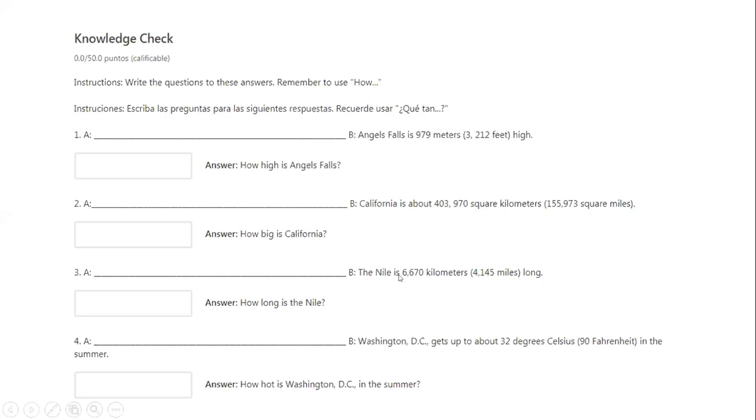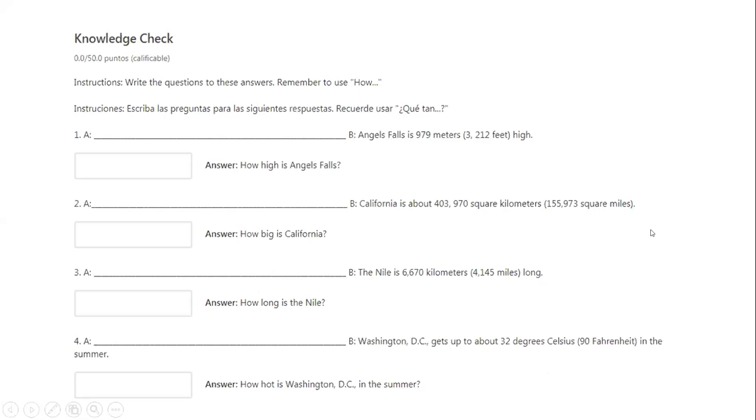How long is the Nile, right? The Nile is 6,770 kilometers, equivalent to 4,145 miles long, right? Long. Next question is, how hot is Washington, D.C. in summer? Washington, D.C. gets up to about 32 degrees Celsius, which is equivalent to 90 Fahrenheit in the summer. So look here, they say how high, how big, how long, how hot. In this case, they are using how plus adjective: high, big, long, hot, they are adjectives.